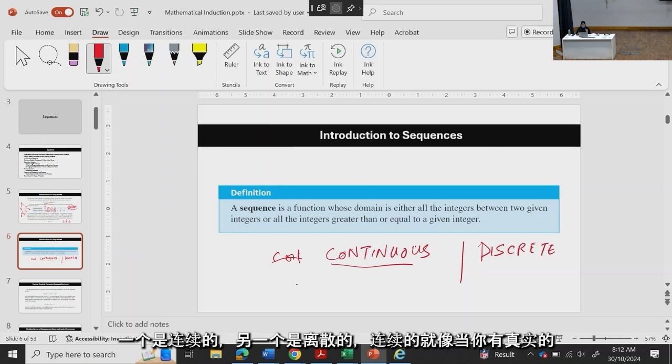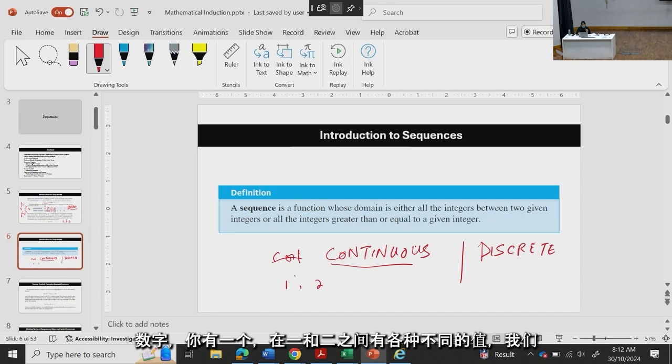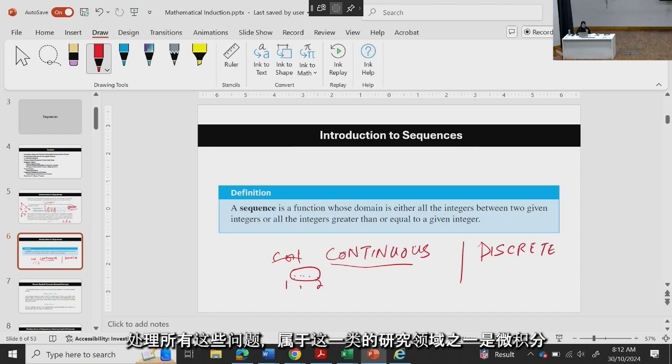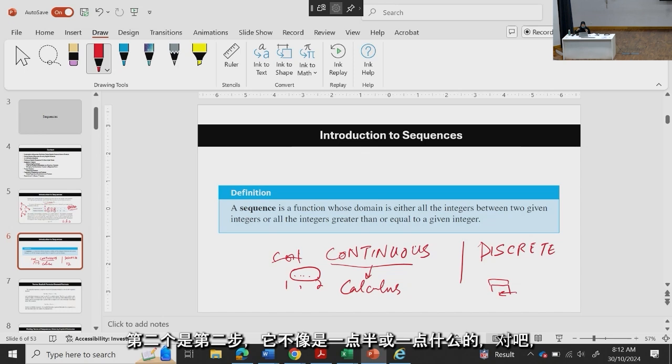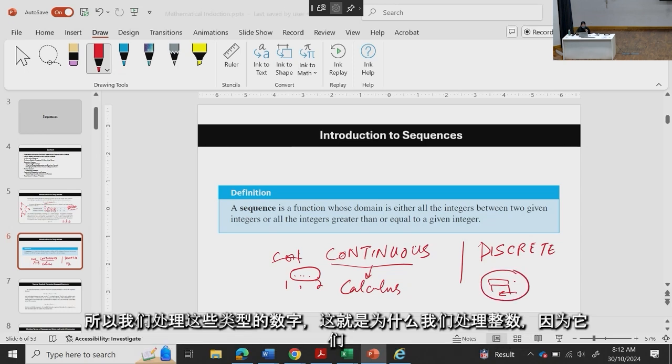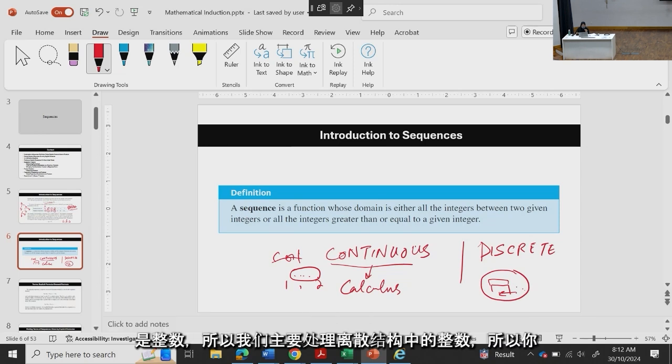In continuous, when you have real numbers, you have 1, and in between 1 and 2 you have all the different values. We deal with all of them. One field of study that falls in this category is calculus. And in discrete, we deal with integers. It's like steps. When we step on the first stair, the next one is step 2. It's not like 1.5 or 1 point something, right? So we deal with these types of numbers. That is why we deal with integers, because they are whole numbers, okay? So mostly we deal with integers in discrete structures.